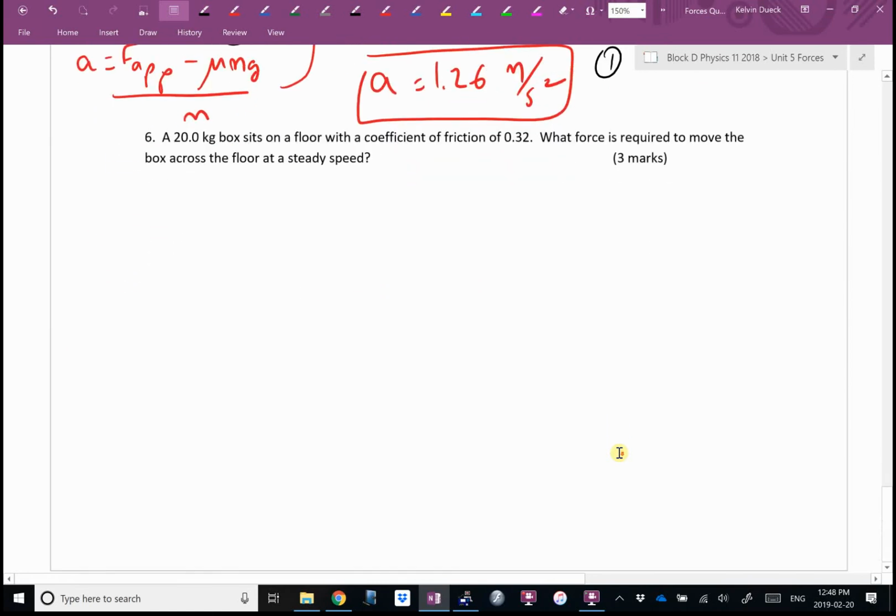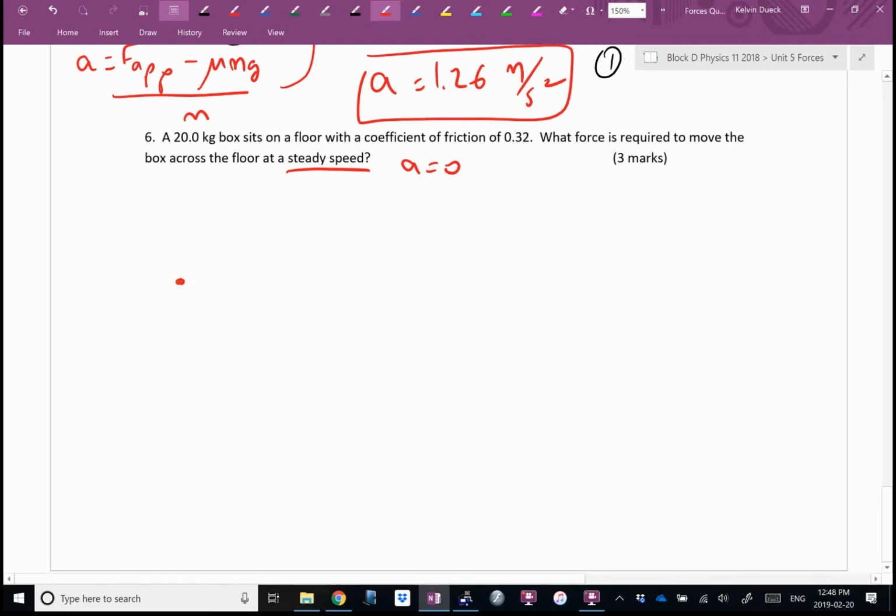Last one. What are the 2 key words, Sam, in number 6? What words should I mentally underline? Darn right. Because right away, I know A is 0. I know that the forces are, I'm looking for a word, okay, balanced. They're asking me to find what force is required to move this. I think they're asking me to find F applied.